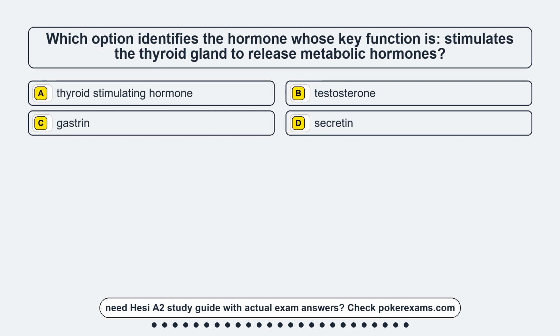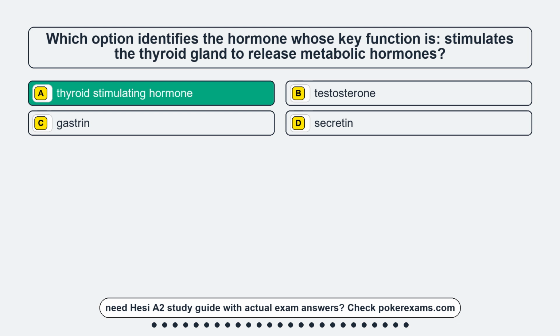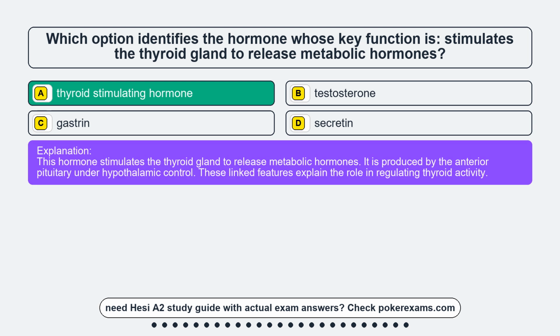Question 8. Which option identifies the hormone whose key function is, stimulates the thyroid gland to release metabolic hormones? Option A, thyroid stimulating hormone. Option B, testosterone. Option C, gastrin. Option D, secretin. The correct answer is option A, thyroid stimulating hormone. This hormone stimulates the thyroid gland to release metabolic hormones. It is produced by the anterior pituitary under hypothalamic control. These linked features explain the role in regulating thyroid activity.